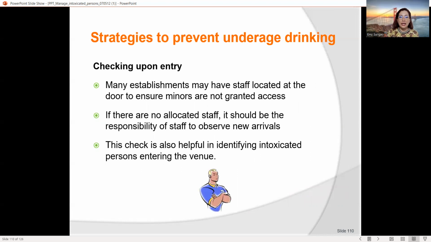Checking upon entry. Strategies to prevent underage drinkers. Check upon entry. Many establishments may have staff located at the door to ensure minors are not granted access. If there are no allocated staff, it should be the responsibility of staff to observe new arrivals. This check is also helpful in identifying intoxicated persons entering the venue. So there should be a check upon entry.